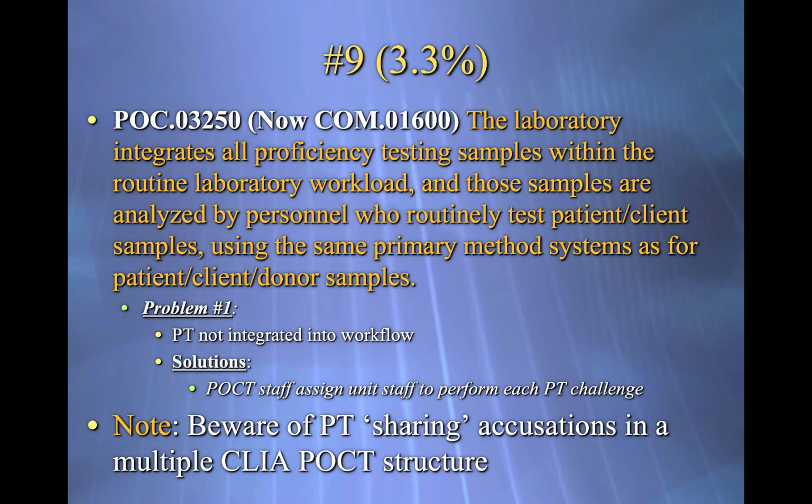You've got to be aware, though, of the PT sharing issue that I brought up in management, where if you have 2 separate CLIAs, they should not pass proficiency testing materials or results back and forth between those 2 separate CLIA locations. In fact, you probably don't want all the proficiency testing materials to come to the central lab and then be distributed, because they came to one CLIA and then went out to different CLIAs. That would be considered potentially sharing. So you want to have the proficiency testing materials delivered to each particular site if possible.